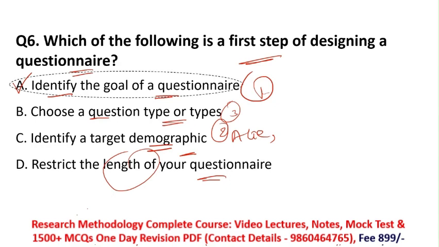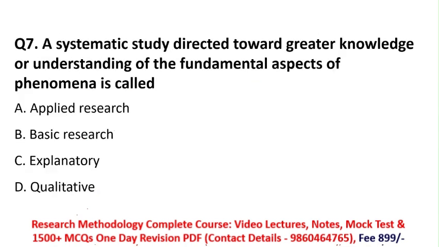So for this question, option A is the right answer. Next. A systematic study directed towards greater knowledge or understanding of the fundamental aspect of phenomena is called. So they have given you a definition of one of the research types. Okay, so you have to find out which option is the correct research definition.